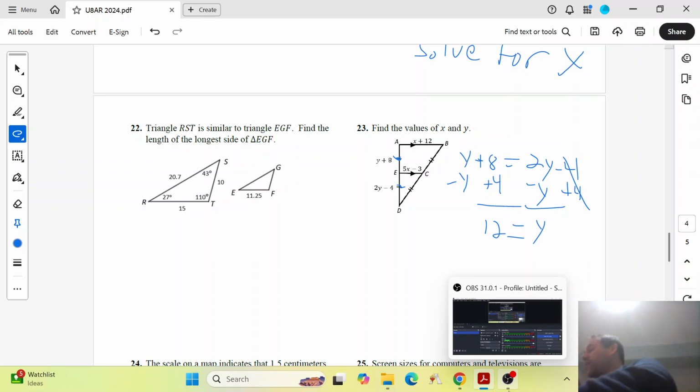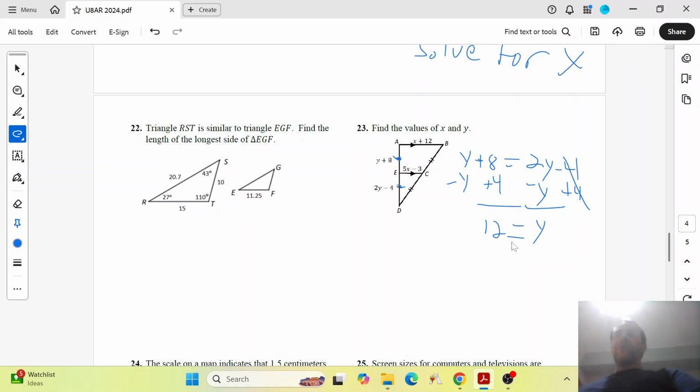8 plus 4 is 12. So we got y equals 12. And so after you get y equals 12, you have to plug it back in. 12 plus 8 is 20. And also put 12 here: 12 times 2 is 24, and 24 minus 4 is also 20. So that's 20 and 20.